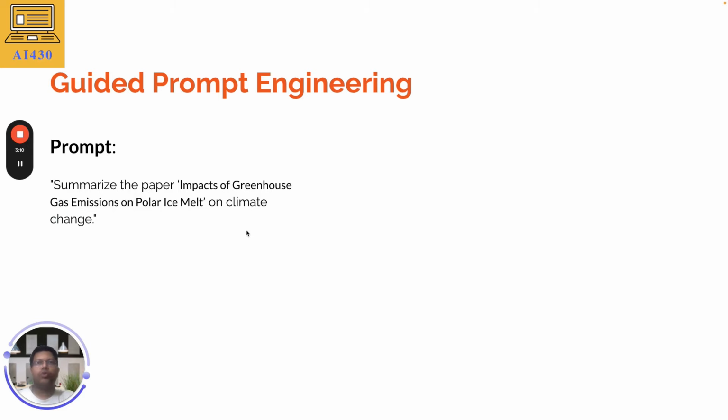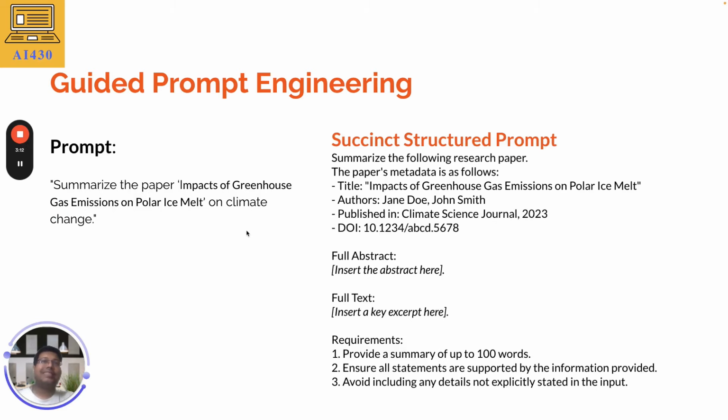You have to go to a methodology which is called succinct structured prompt. Now, it looks like a lot of work, but believe me, this works like wonder. So now see over here. In the first part, we have given some metadata of the research paper: the title, author, the published in, and the DOI. With this information, you really help the LLM to pinpoint the research paper that you want to extract information from.